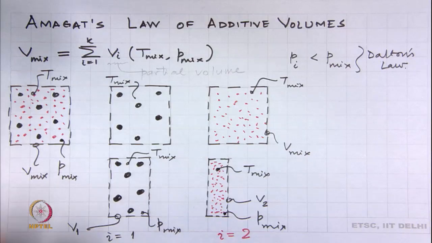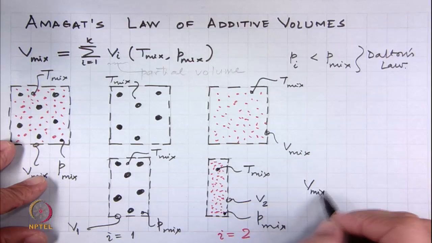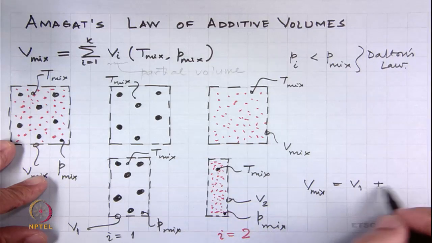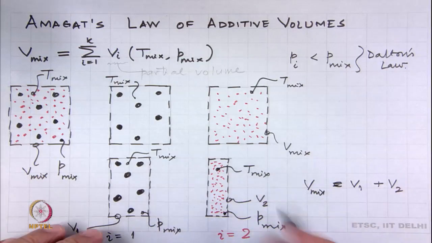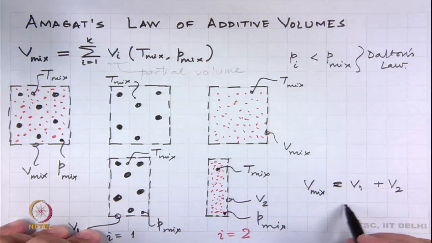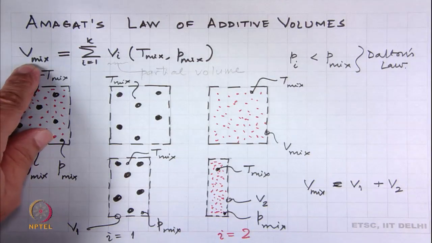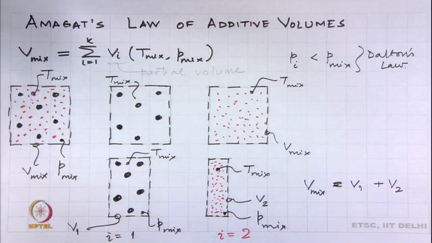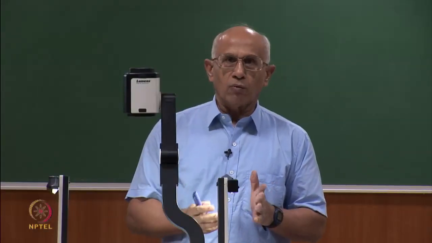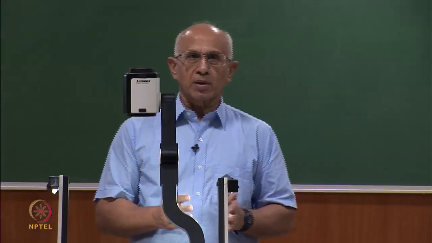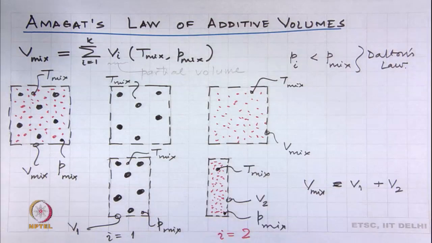And what Amagat's law says is that in this condition V mixture is V1 plus V2. And if we had more mixtures, we did the same thing with each one of them, it will be the relation that we have right here. V mix is the sum of the volumes of the individual species if they were to occupy a volume at the same temperature and pressure as that of the mixture. So, this is Amagat's law of additive volumes.